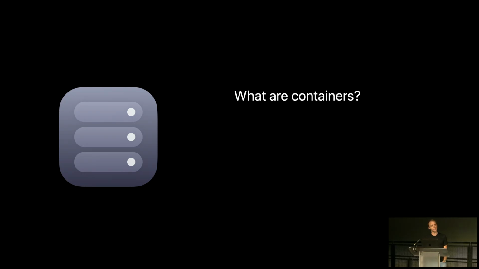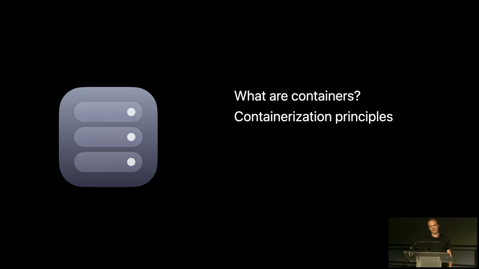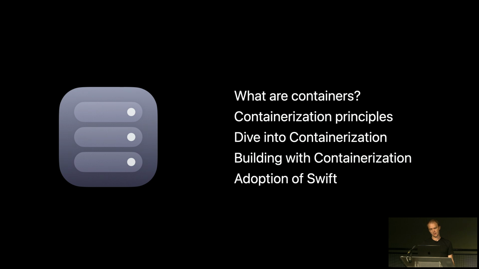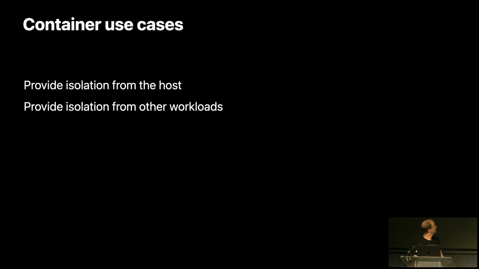I'm going to start out talking about what containers are, just a little bit of a level set baseline. I want to dig into some of the design principles we had in making our containerization solution. We'll dive into the actual package itself, or the repo, and talk about some of the modules and everything else that we built. We'll have an example of building with containerization, digging into a little bit of Swift there. And then I want to tell you the story about our adoption of Swift and what we learned during the process. So without further ado, let's talk about containers.